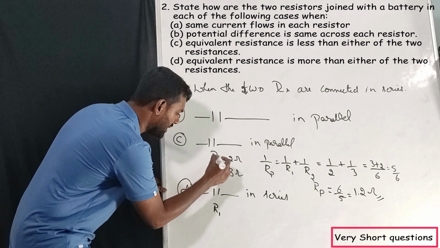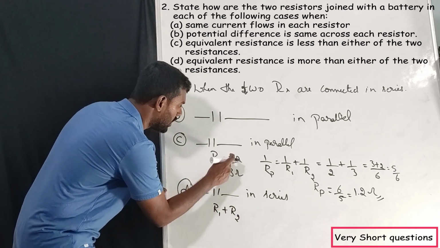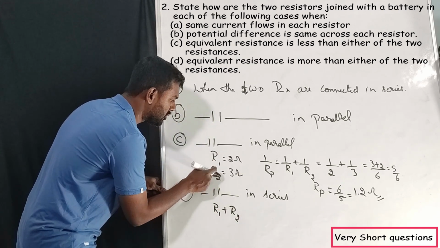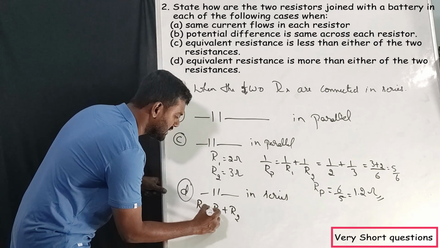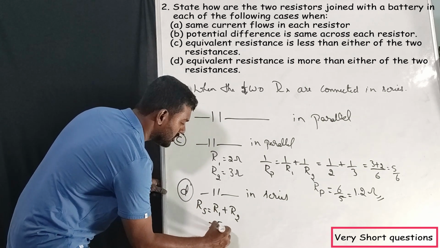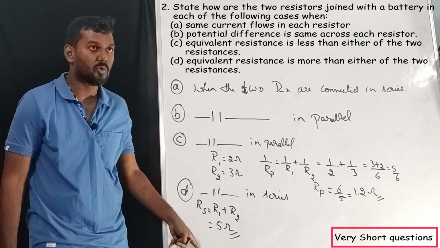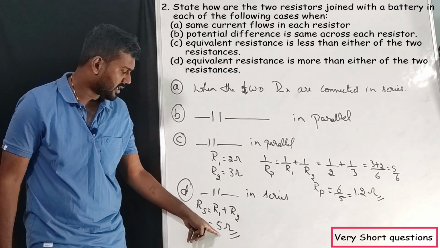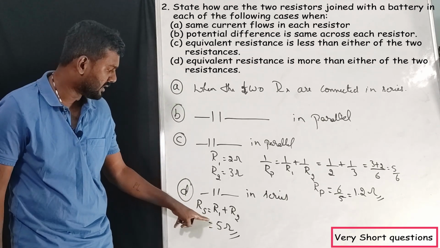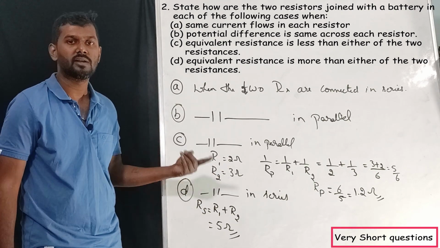You take the same example, R1, R2. R1 value is 2 ohm and R2 value is 3 ohm. So, when they are connected in series, we need to add them. So, that will be 5 ohm. So, this is nothing but equivalent resistance is more than either of the resistances, more than any one of them.